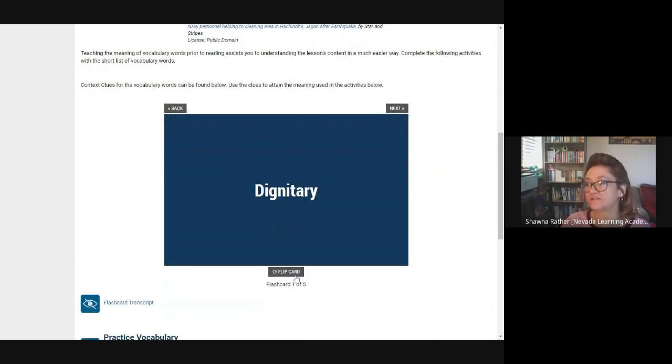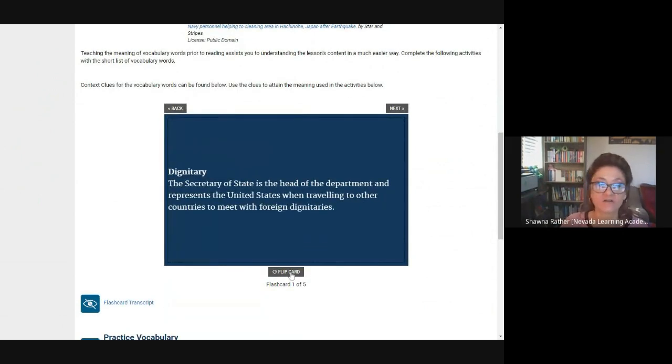So our first word is dignitary, and if we flip the card, we have our context clue. The Secretary of State is the head of the department and represents the United States when traveling to other countries to meet with foreign dignitaries. A dignitary is a representative of that country, like an official representative, okay? And that's what we're looking at there.